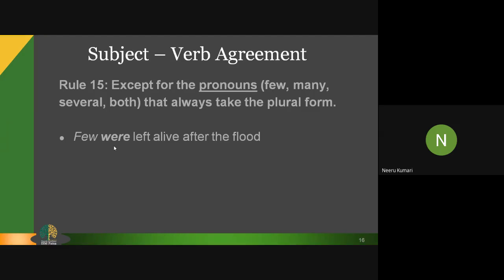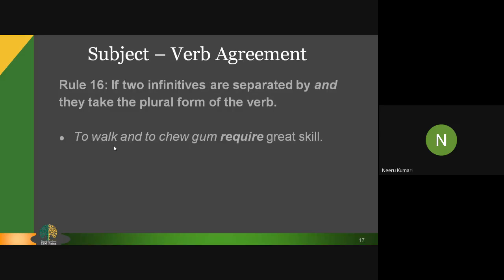All right, keep this in your mind. If you're talking about to do words, then it would be do, and if you're talking about have words, then it would be have. All right, so the next rule says that whenever we talk about two infinitives.